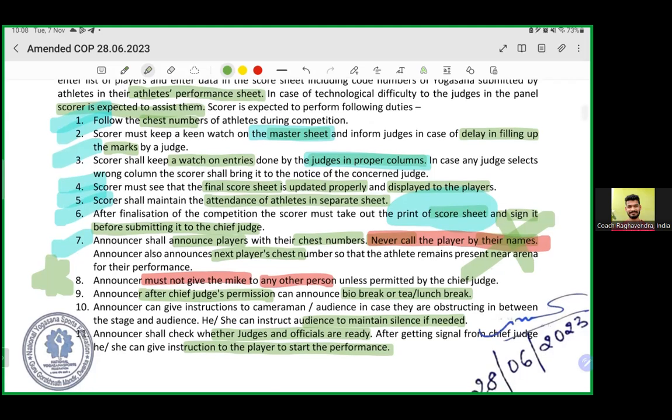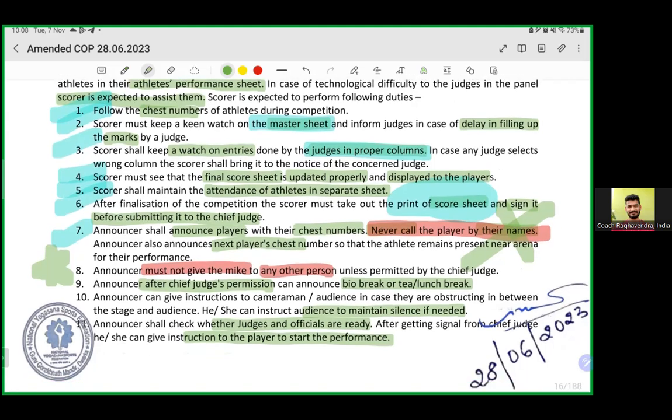It can be done if the chief judge permits. If the person is authorized to do announcements, then the chief judge may allow that other person to use the mic. Otherwise the announcer must not give the mic to any other person. For example, if it's afternoon or food time, he can announce the lunch break or tea break, any kind of break, with the permission of the chief judge.